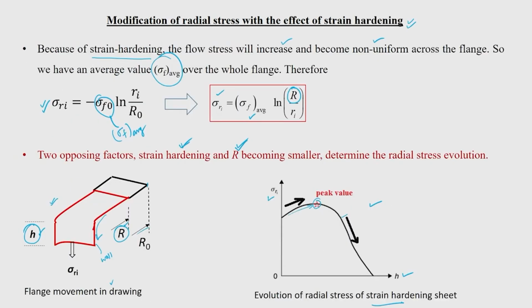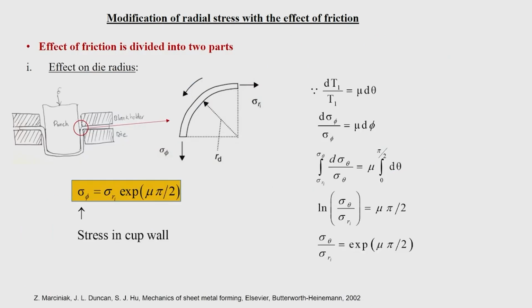So, this equation sigma Ri is equal to minus sigma f naught ln of Ri by R naught becomes this equation by considering an average flow stress, in a way taking care of your strain hardening effect. Okay. So, now how are we going to modify this equation? By including friction. That is the next part.